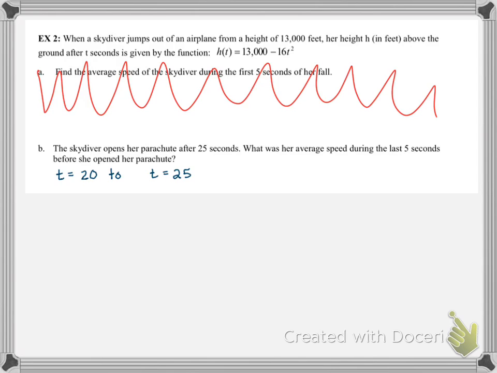So we have h of 25 minus h of 20 over 25 minus 20. Okay, go ahead and calculate that. If you want to evaluate h of 25 on the side and then plug it in, that's totally fine if you don't want to write it all in the fraction, if that is easier for you.